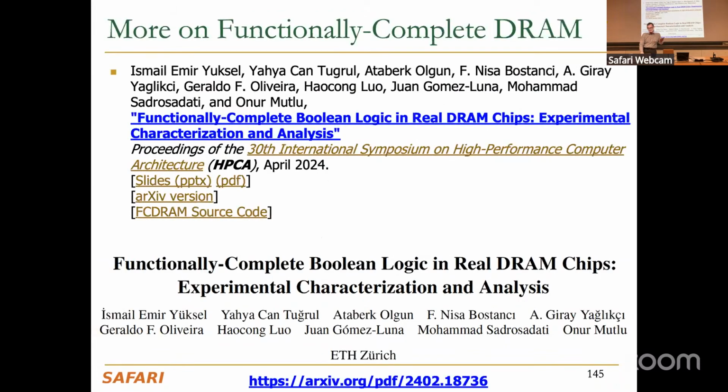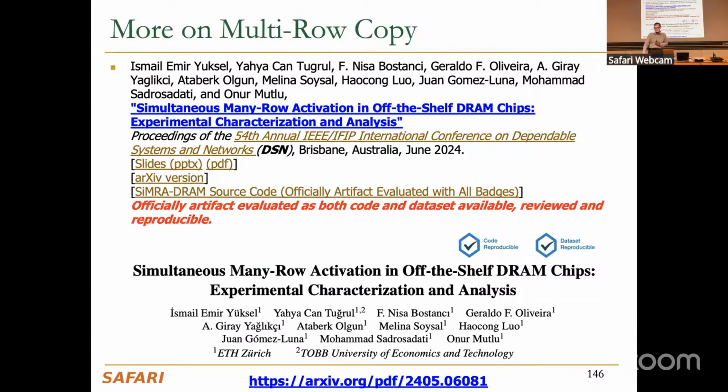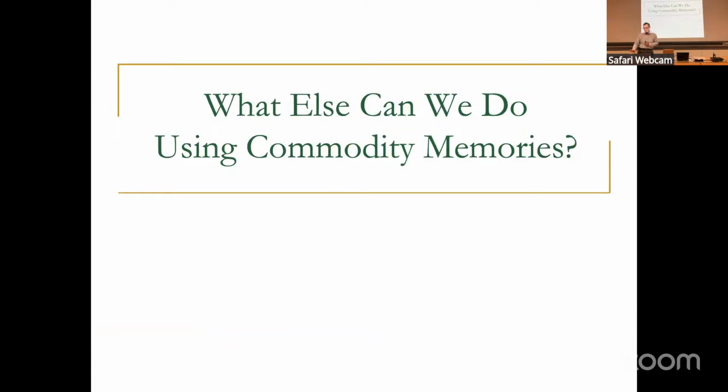Okay. So this is fascinating, and these are the papers, functionally complete DRAM and multi-row copy. And there's more to be discovered, in my opinion. But I'm going to stop here because we're already over time. This is a good question to leave you with, actually. What else can we do with commodity memories, violating timing parameters? And also, what else can we do with memories in general?